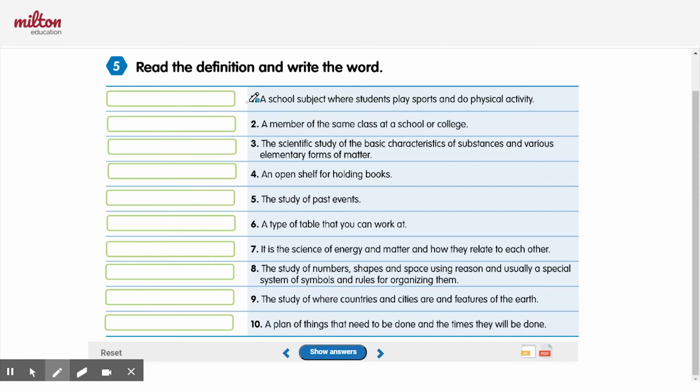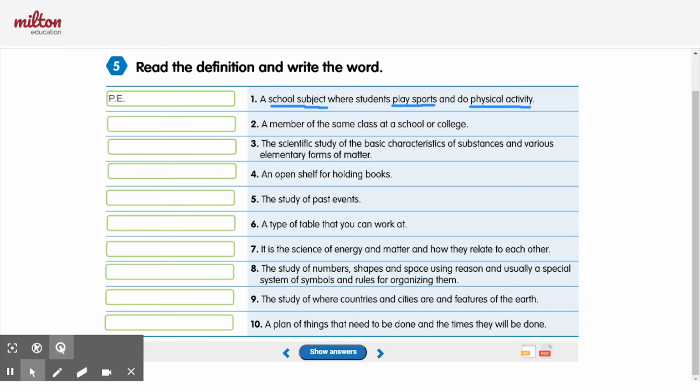In number 1, it says a school subject where students play sports and do physical activity. Some important words here are school subject, because it helps us to know that we want a subject, not a person or a thing. And I see sports and physical activity. Those are some other key words. So which school subject is the one where they play sports and do physical activity? That one was PE.